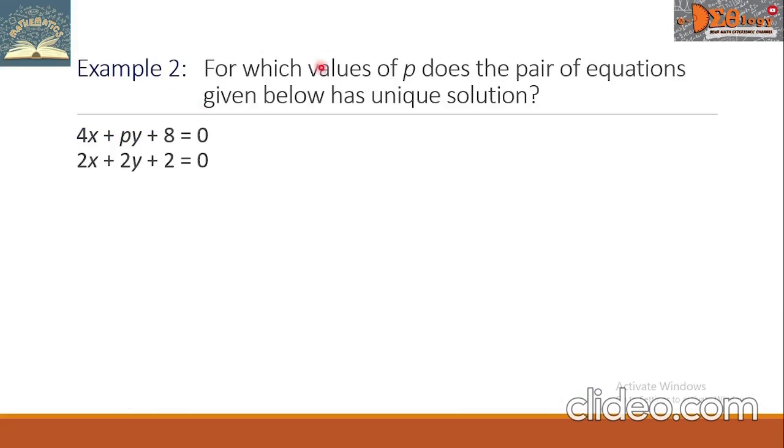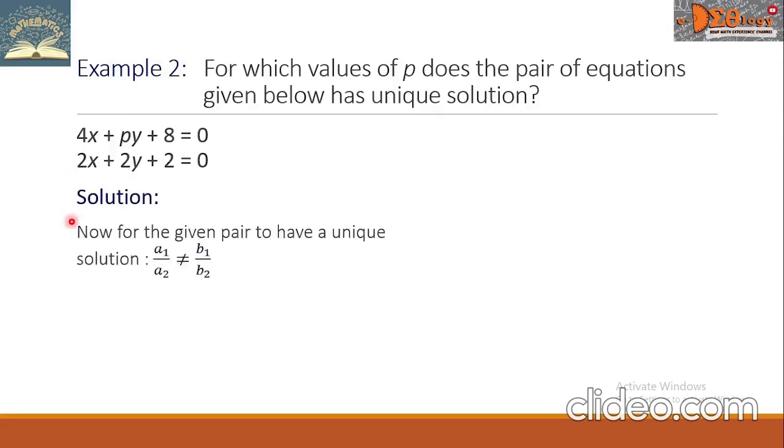Example 2. For which values of p does the pair of equations given below have a unique solution? We have 4x plus py plus 8 equals 0, 2x plus 2y plus 2 equals 0. For the given pair to have a unique solution, the ratio a sub 1 over a sub 2 should not be equal to b sub 1 over b sub 2. When we substitute the corresponding values, we have 4 over 2 should not be equal to p over 2.